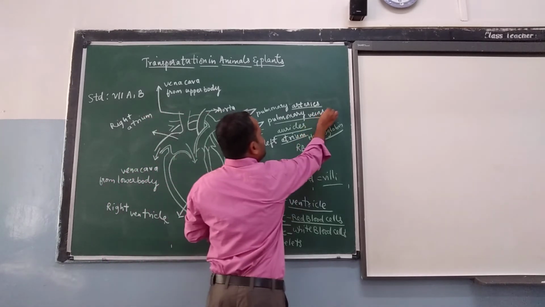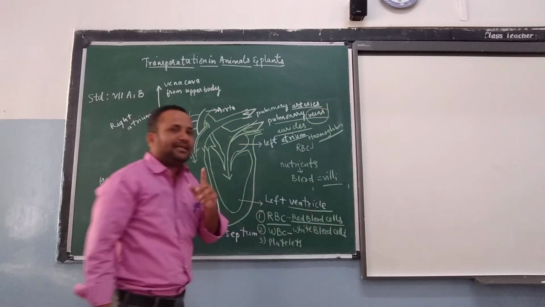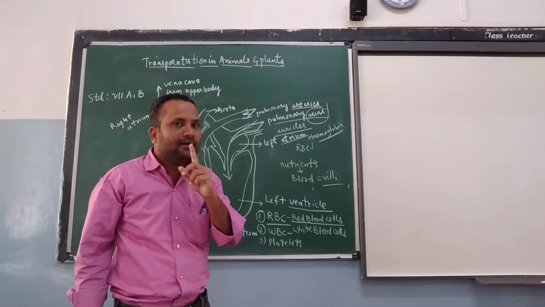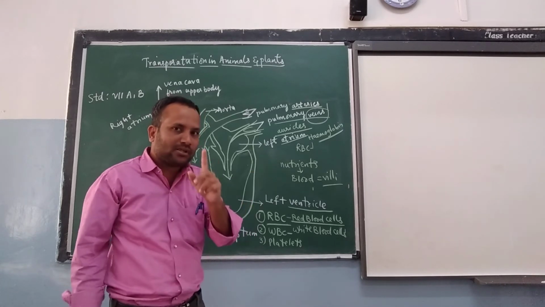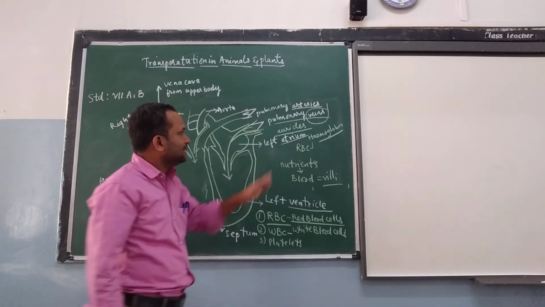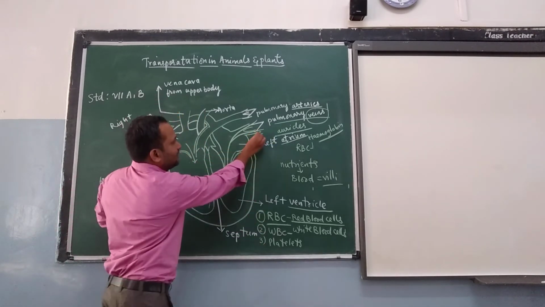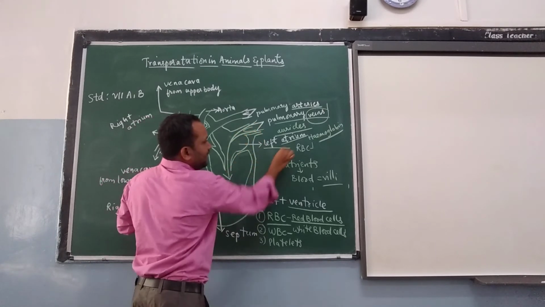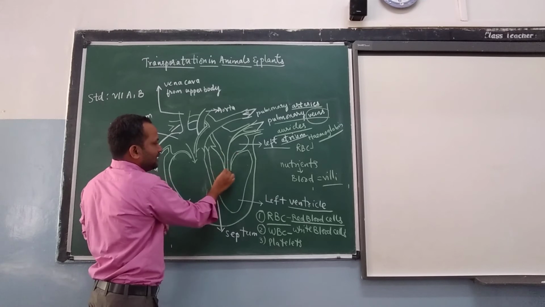Proper veins, you know, it will get the oxygen rich blood from the lungs. So from here, from this pulmonary vein, it is going to enter the left auricle.